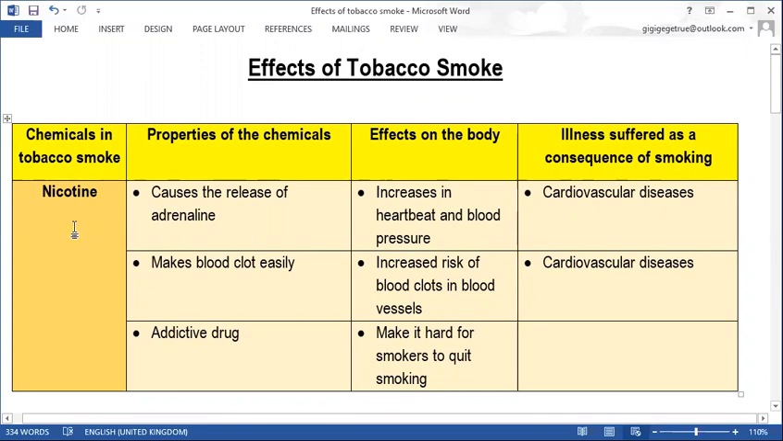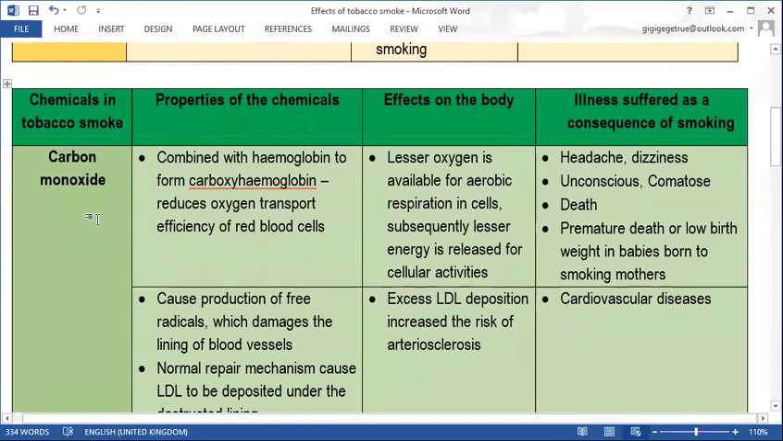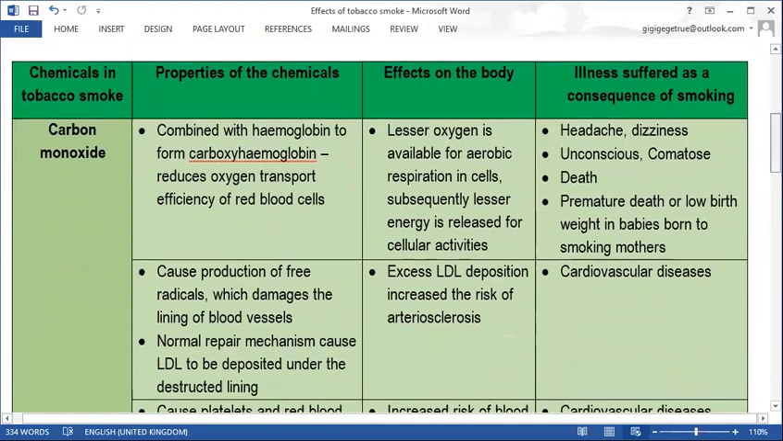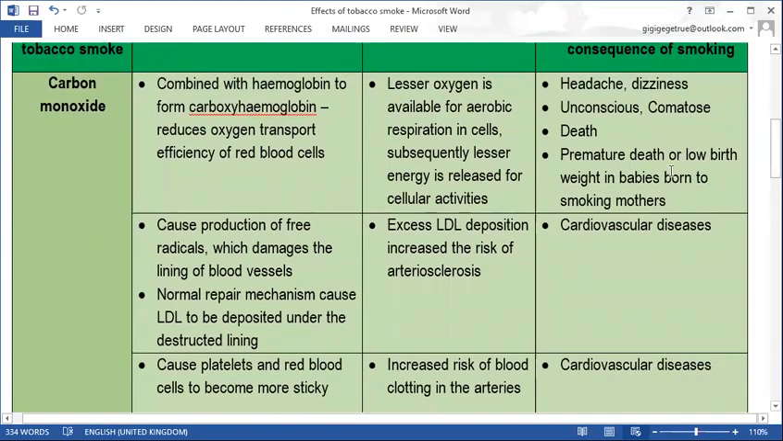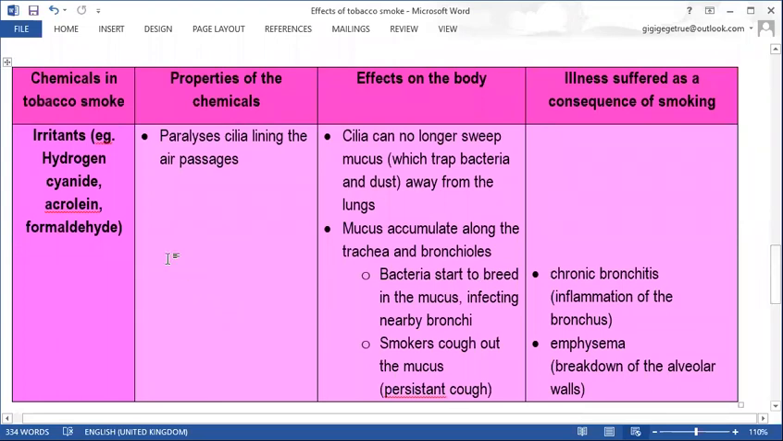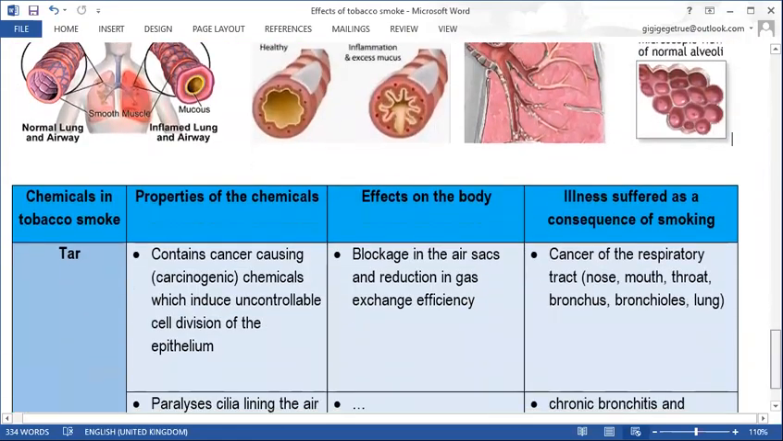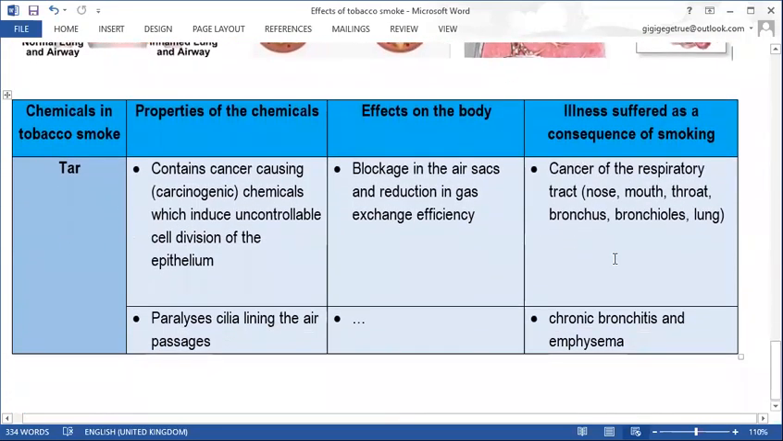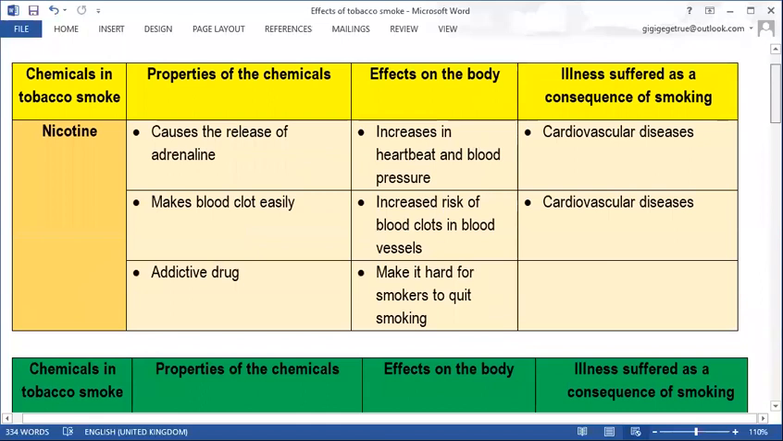You need to know how to explain how these chemicals will eventually cause certain diseases. For example, nicotine causes cardiovascular diseases, and carbon monoxide also causes cardiovascular diseases, and of course premature death in babies born to smoking mothers. As for irritants, they will cause chronic bronchitis and emphysema. Tar will cause cancer, chronic bronchitis, and also emphysema. Okay, so this is just a review.